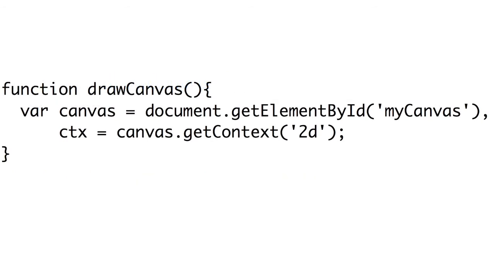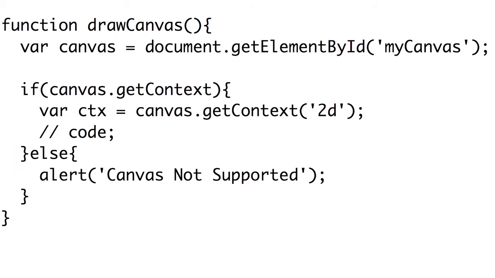Next, we need to get the canvas tag, and from that, get its 2D drawing context. To get the canvas, I'm going to call document.getElementById, and to get the context on the canvas element, I'm going to call getContext and pass it the string 2D. Now, some browsers don't support the canvas, so you should test for the getContext method before calling it. And if it doesn't exist, you should implement some fallback functionality.